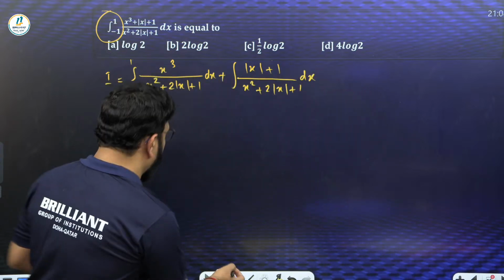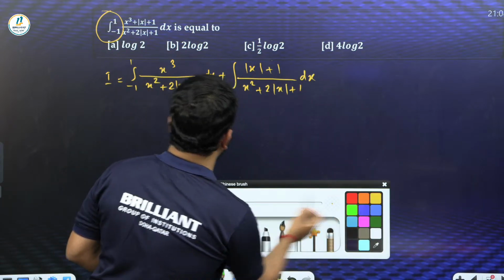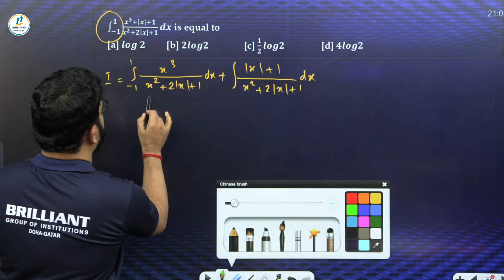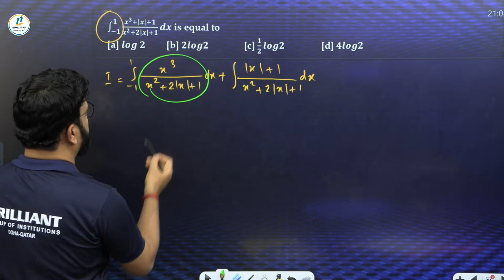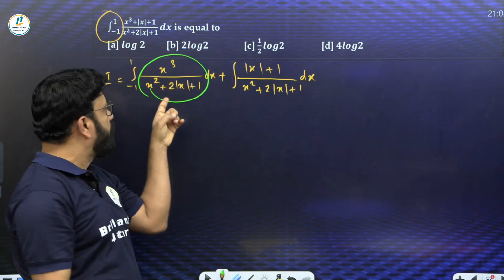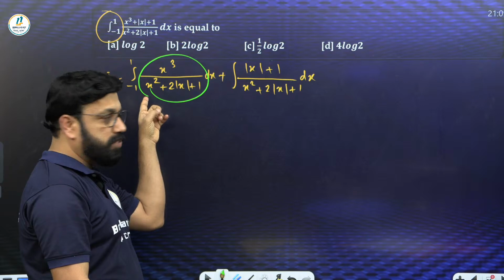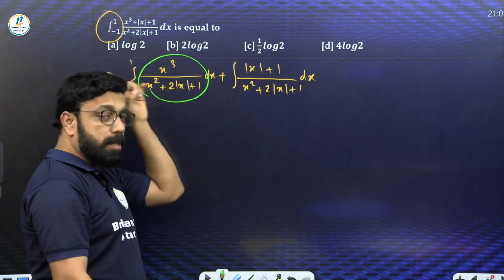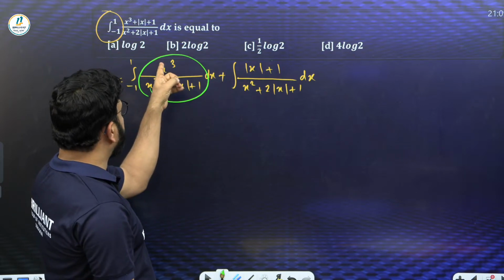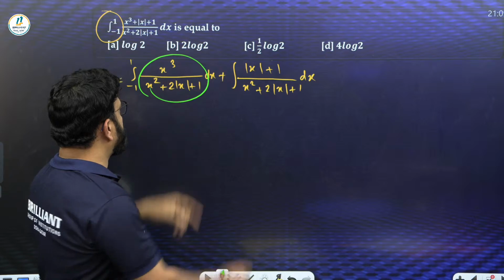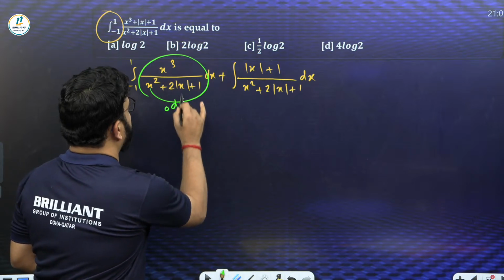Because here x cube is coming, this function is an odd function, because negative x cube is negative. Negative x square is positive x square. Modulus of negative x is positive. So only one negative is coming here in the first one. This is called an odd function.